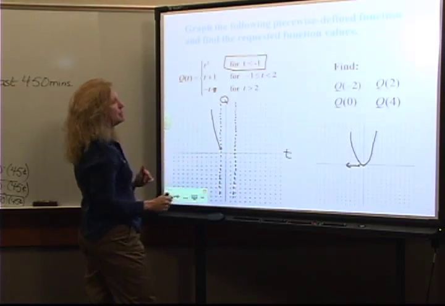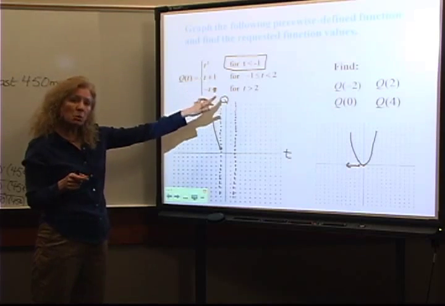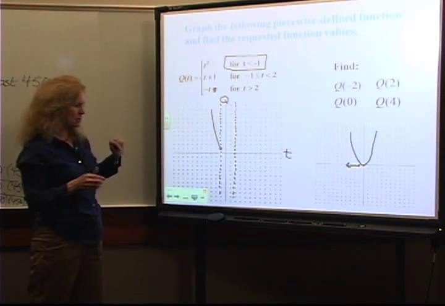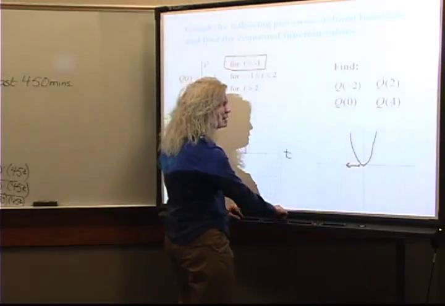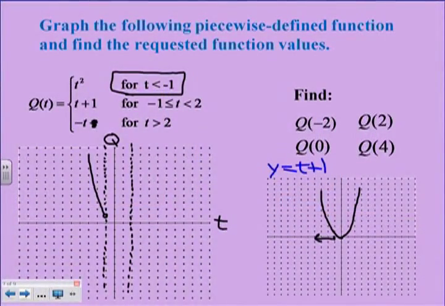Here's my middle piece. And in that middle piece, I want the graph of t plus 1. What does y equals t plus 1 look like? Y equals t plus 1. That's just a straight line, right? It's got a vertical intercept of 1. It's got a slope of 1, so it looks like this.